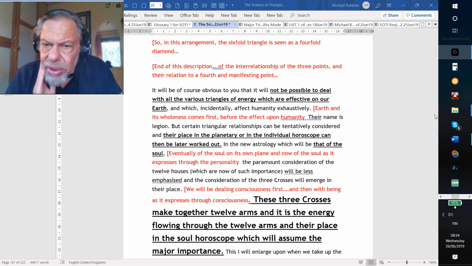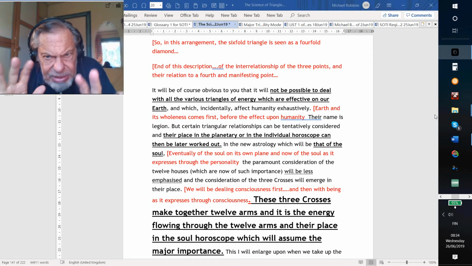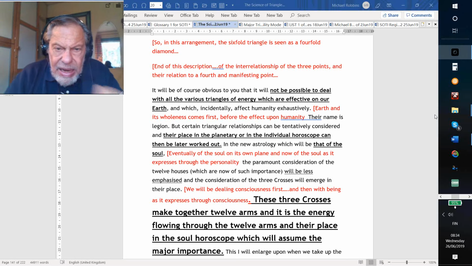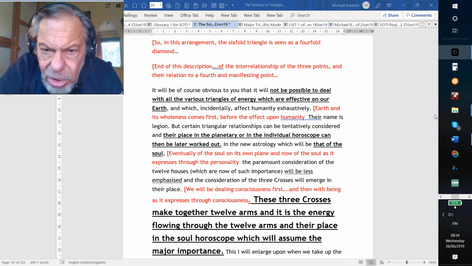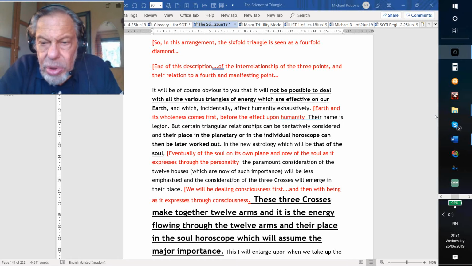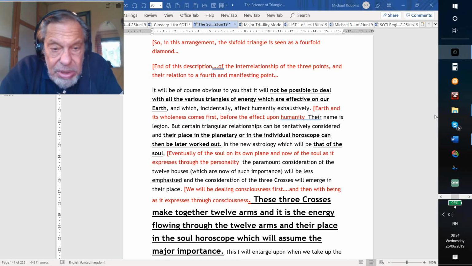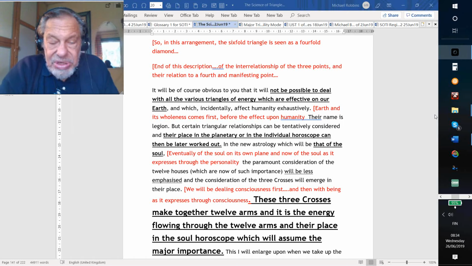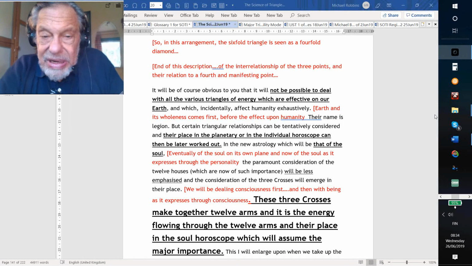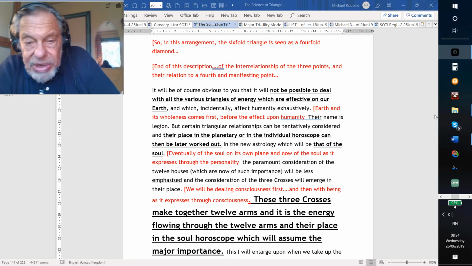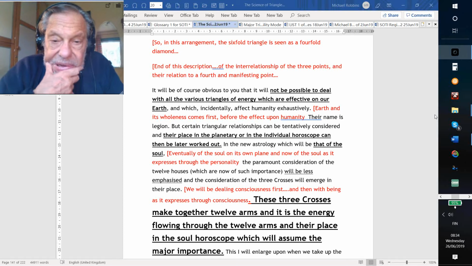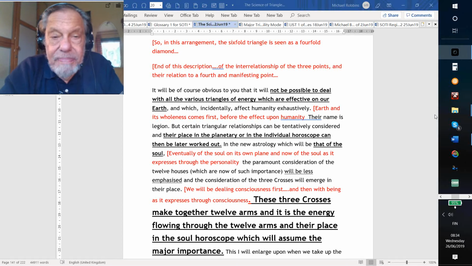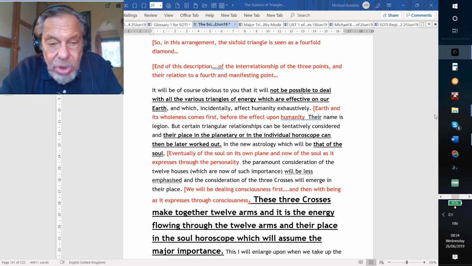So certain triangular relationships can be tentatively considered, and their place in the planetary or in the individual horoscope can later be worked out. We've got to know the planetary horoscope, and we don't, but they know it. And when he says later, how many decades, generations, or centuries is it? In the new astrology, which will be that of the soul. Just think about that for a minute.